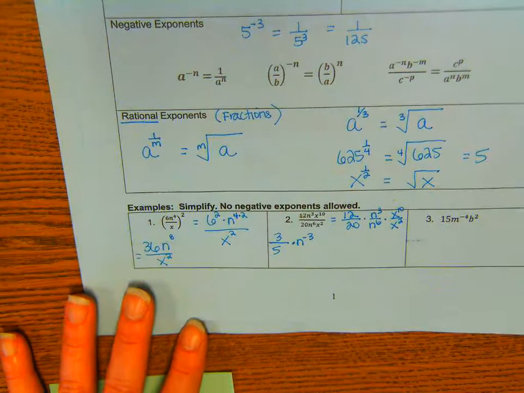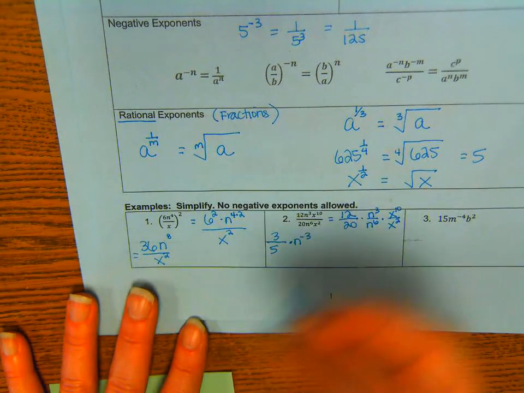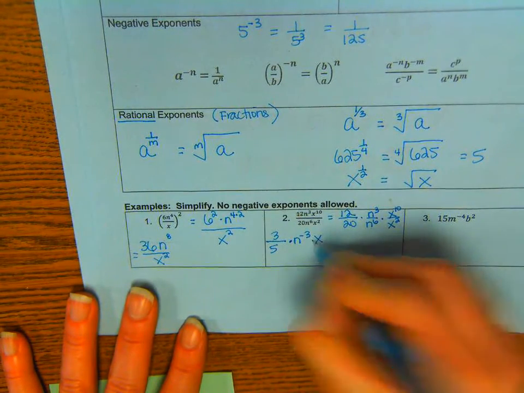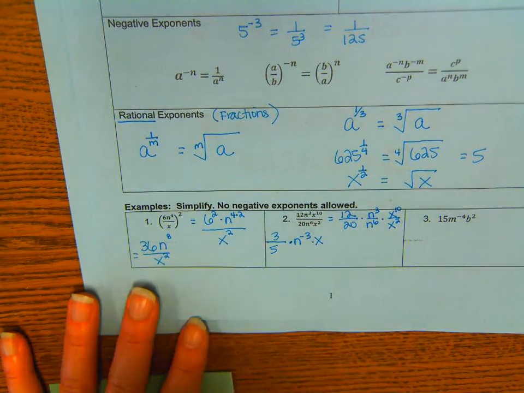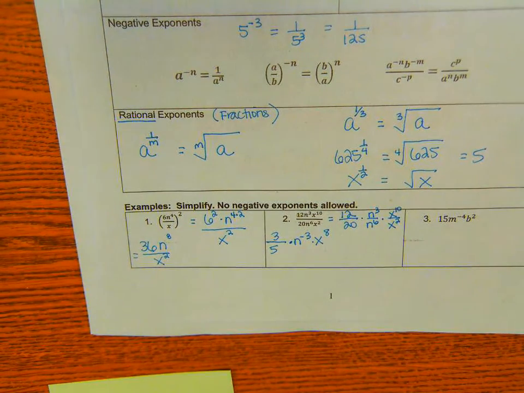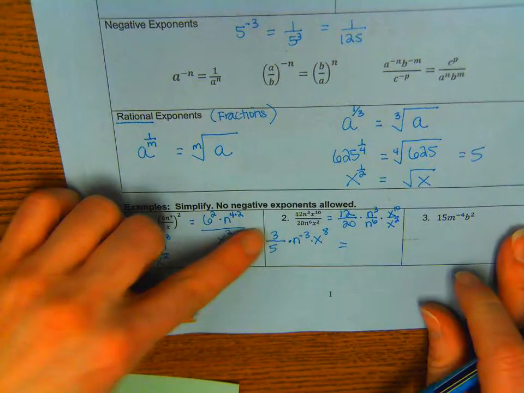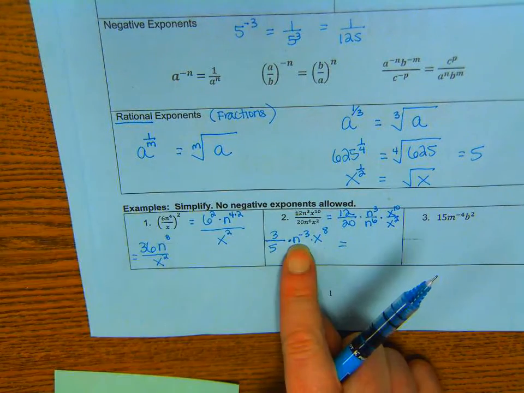Now, let's just look at these. We have a top and bottom of the fraction. We're going to put it back together. On the top is going to be a 3. Is this going to go on the top? No. Because it's 1 over n cubed, right? Isn't it going to go on the bottom then? Okay. How about the x to the 8th? Won't that go on the top? Yeah. So on the top I have 3x to the 8th. On the bottom I have 5n cubed.